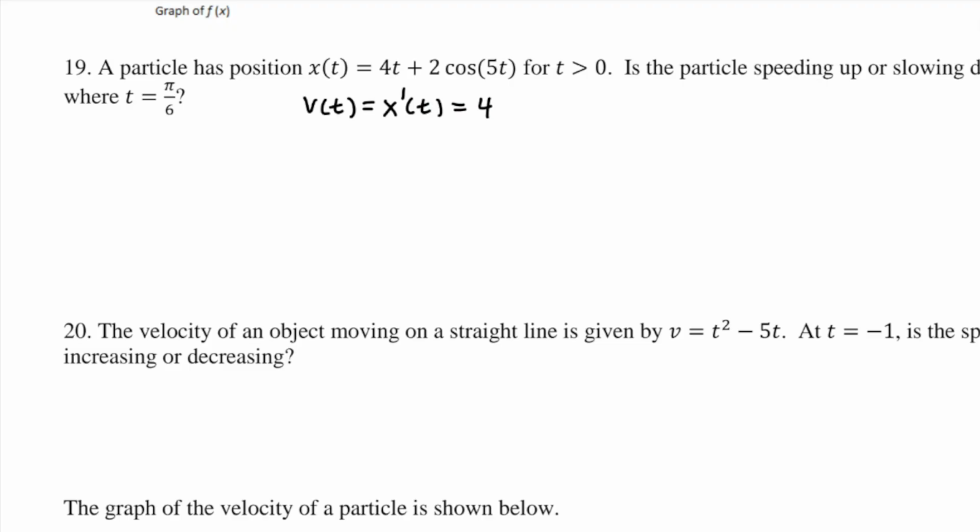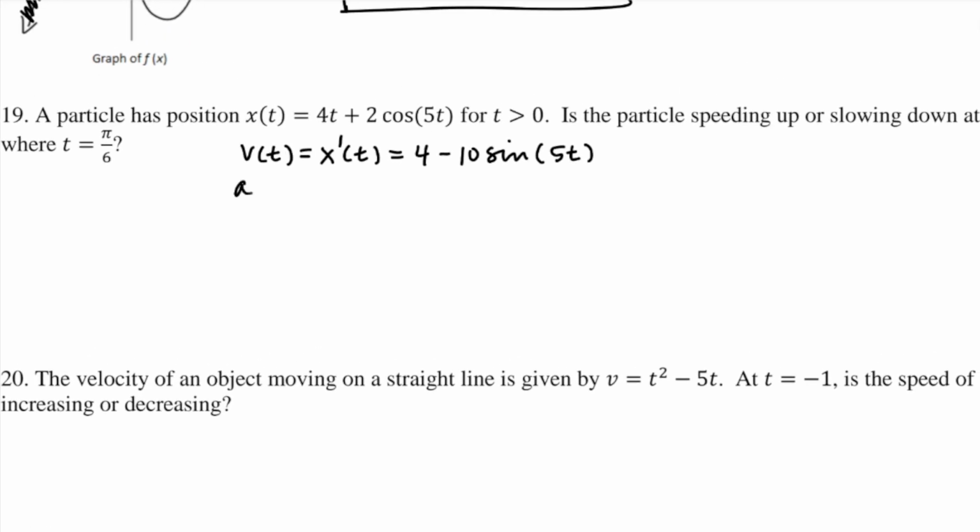That would be 4 minus 10 sine of 5t. I need to use the chain rule. The derivative of the outside would be negative 2 sine of whatever, and then the derivative of the inside is 5, and so I multiply those, and I'm going to get the negative 10. And then the acceleration, that's the second derivative of position. And that's going to be negative 50 cosine of 5t.